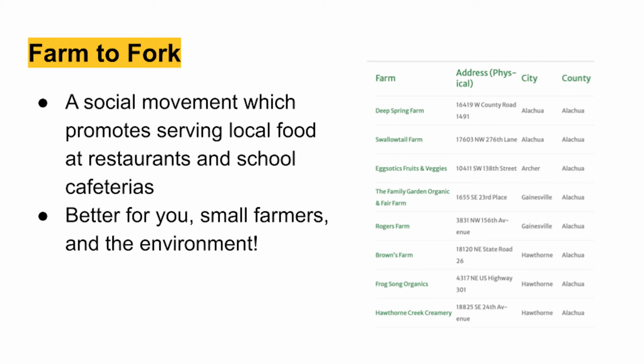Farm to Fork, or Farm to Table, is a social movement that promotes serving local food at restaurants and school cafeterias, which supports small local farms and farmers that can provide the fresh and nutritious food that we all need. These farms are more like the diversified farming techniques from back in the day, so they are more environmentally friendly and better for you. You might not realize it, but there are plenty of small farms around your area.